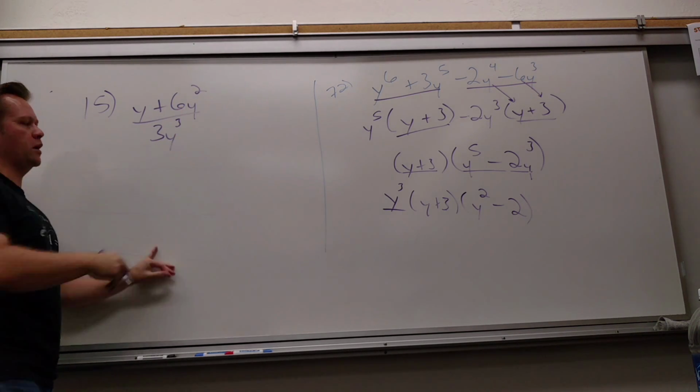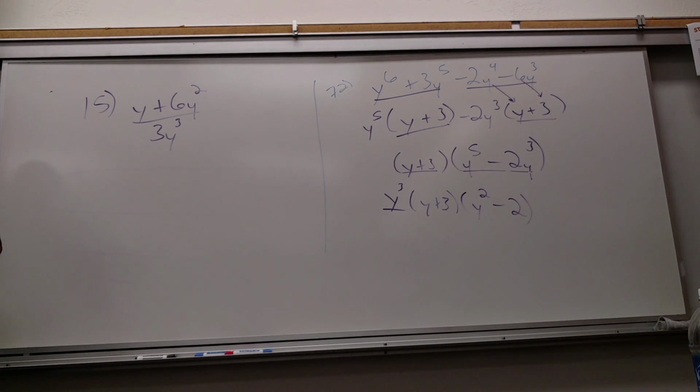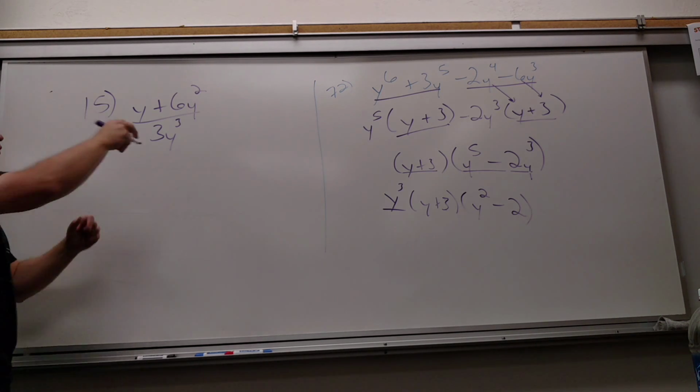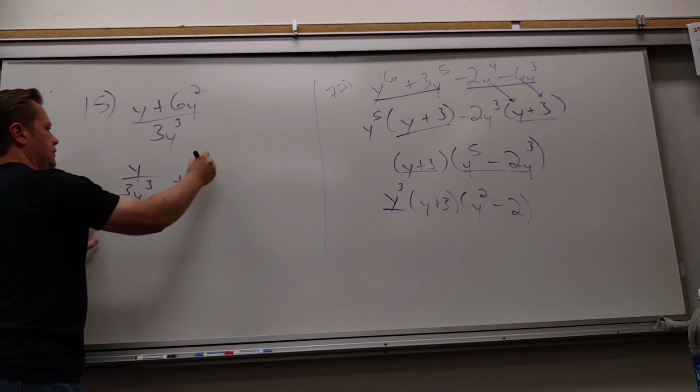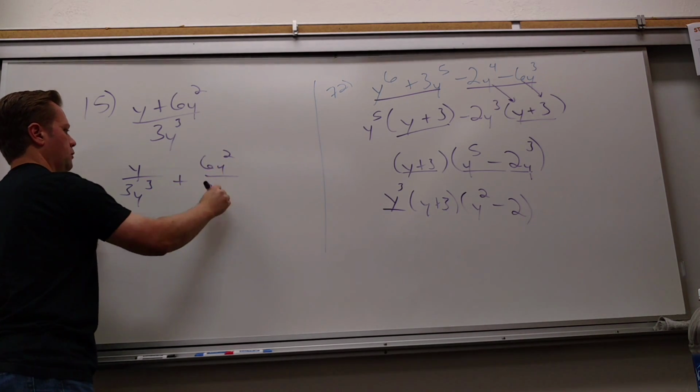All right, guys, help me out. What's the first step? Split it. Cool. Because y is being divided by 3y cubed, and 6y squared is being divided by 3y cubed.